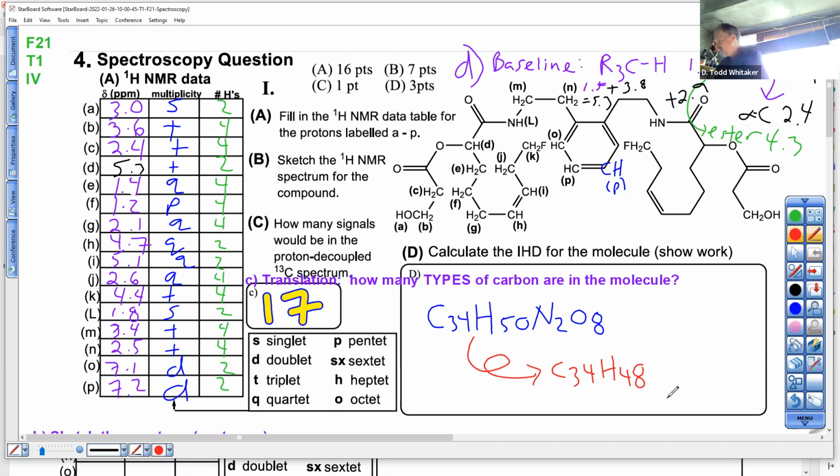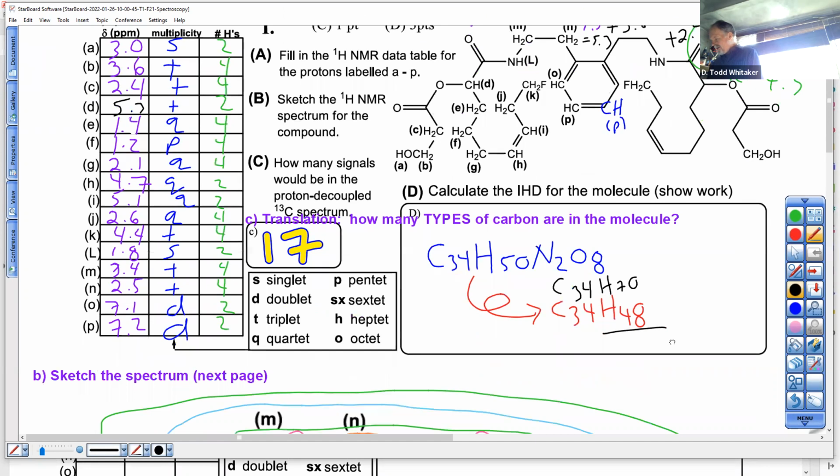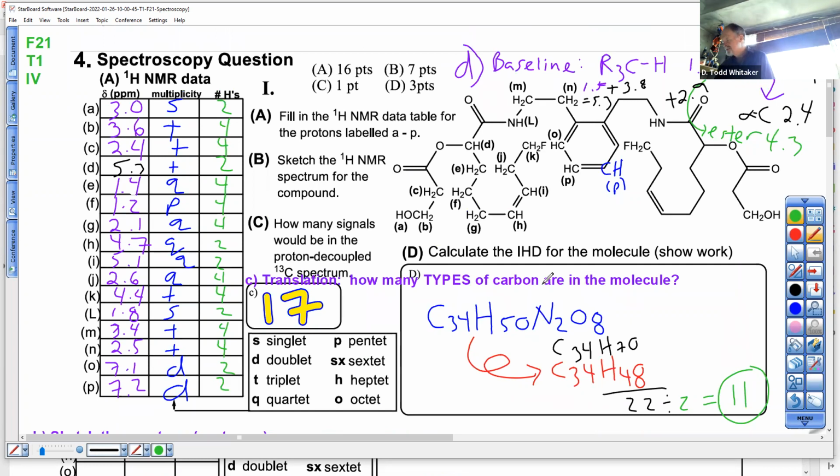Now, what's this? The normal C34 that has no rings, no pi. C34, what's 2 times 34? 68. What's 2 plus 68? 70. Subtract 70 minus 48, you get 22. Divided by 2, because it's pairs of hydrogens we're talking about. Check your work. Your molecule needs a total of 11 pi bonds and rings.